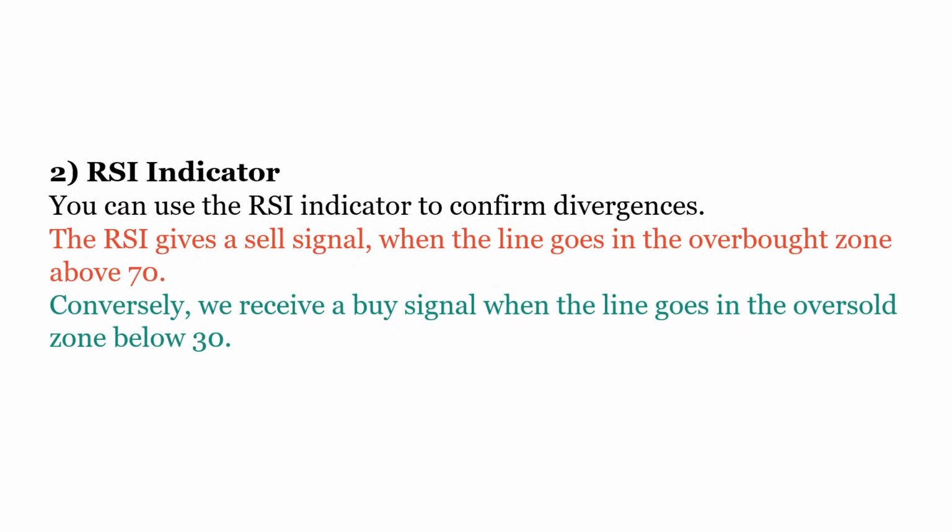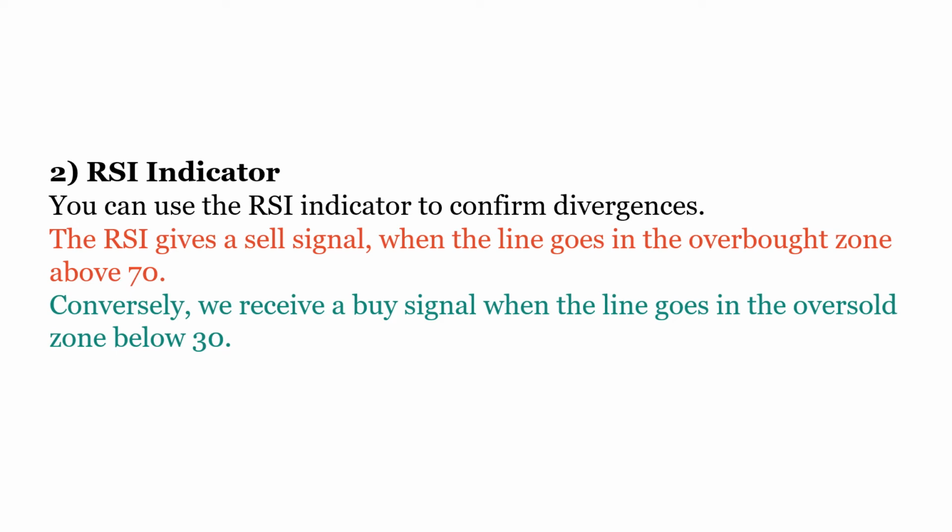Then another indicator you can use is the RSI indicator. RSI is the abbreviation for the relative strength index. The indicator is comprised of a line which fluctuates in three areas located in a 0 to 100 zone. These three areas are the oversold zone below 30, the overbought zone above 70, and a neutral zone between 30 and 70.